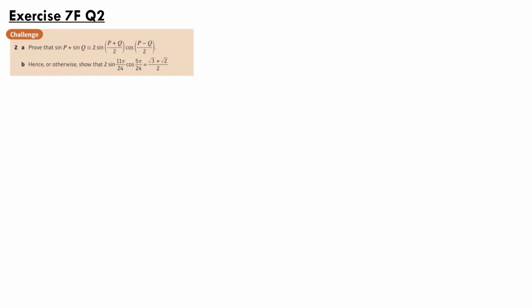Okay, now for the second question, we've got, first of all, to prove that sine p plus sine q is equivalent to 2 sine of p plus q over 2 cos of p minus q over 2. So in this case, instead of using the cos identity, we're going to use a sine identity. So sine of a plus b, and we should use a and b in this case, is equal to sine of a cos of b plus sine of b cos of a.